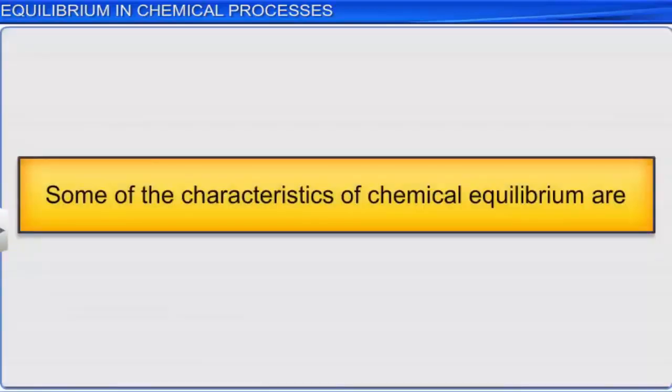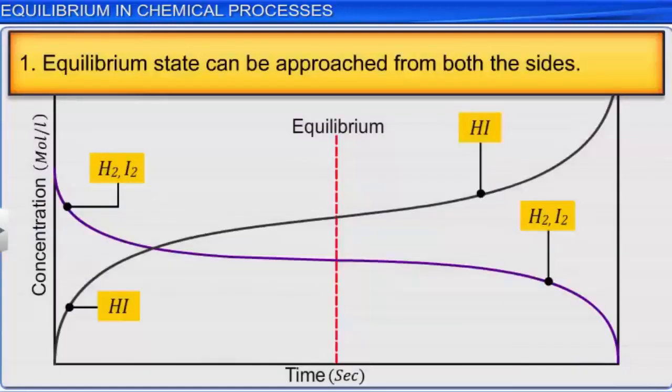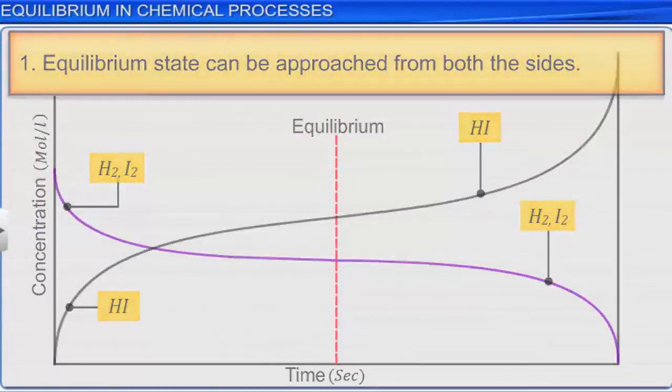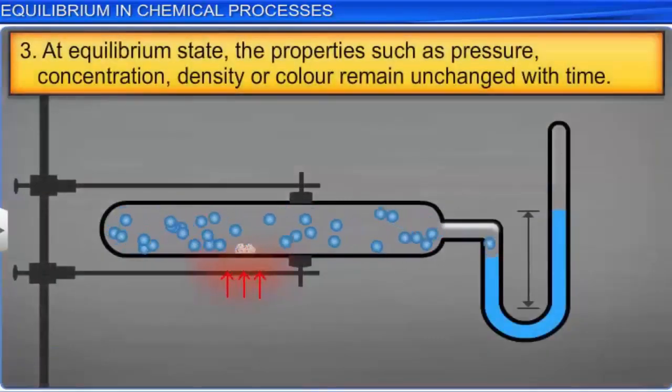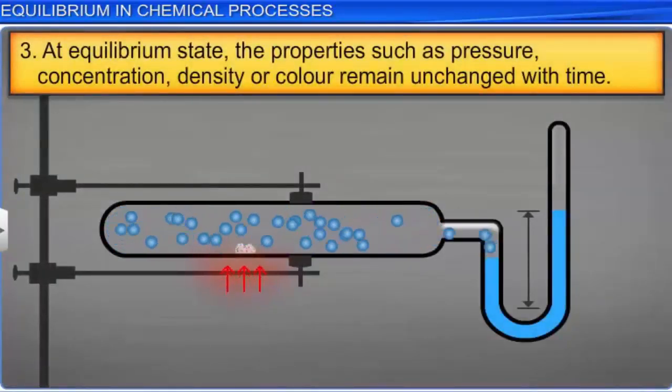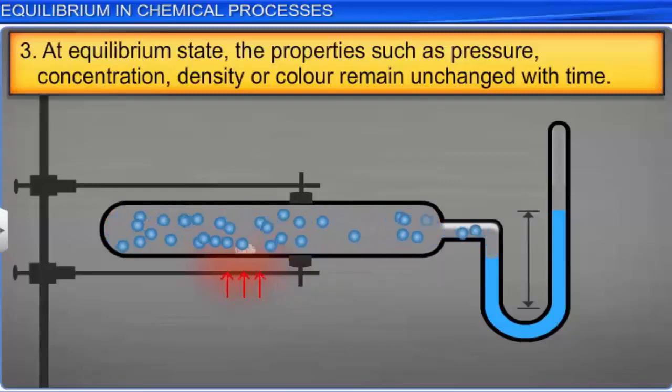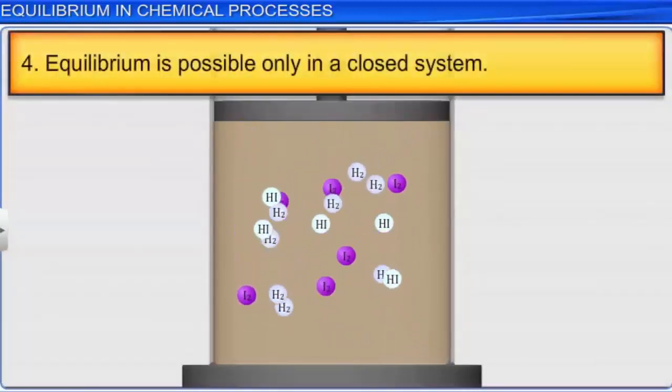Hence, the characteristics of chemical equilibrium are: equilibrium state can be approached from both the sides. The equilibrium is a dynamic equilibrium as both the forward and the backward reactions continue to take place with the same speed. At equilibrium state, properties such as pressure, concentration, density, or color remain unchanged over time. Equilibrium is possible only in a closed system.